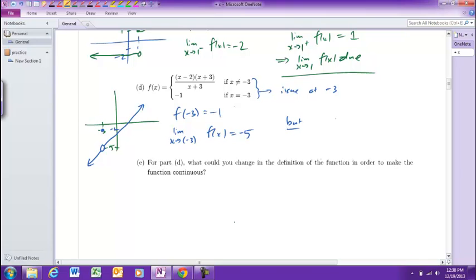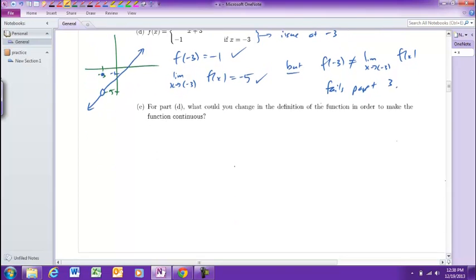So here part 1 is okay because that's defined. Part 2 is okay because the limit is defined, but f of -3 is not equal to the limit as x approaches -3 of f of x, because this one is -1 and this one is -5. So it fails part 3 of the definition of continuity.